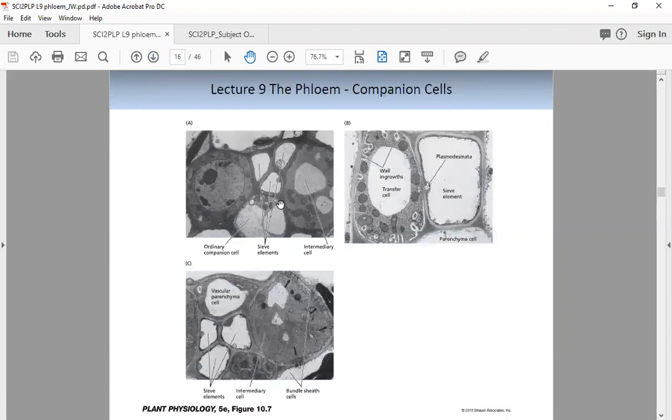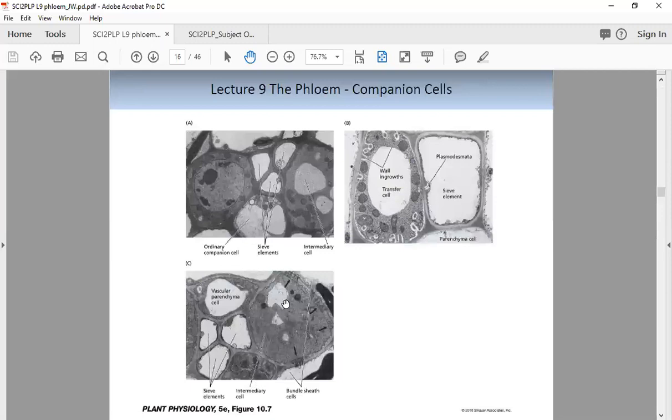So in this image in A, we have the ordinary companion cell here, which is just the smooth inner cell wall. Now we can compare that cell there to this one. This is a transfer cell, and we can see these ingrowths of the cell wall in several sections. And of course, the ingrowth of the cell wall means that we have an ingrowth also of the plasma membrane, or rather an increased surface area of the plasma membrane.